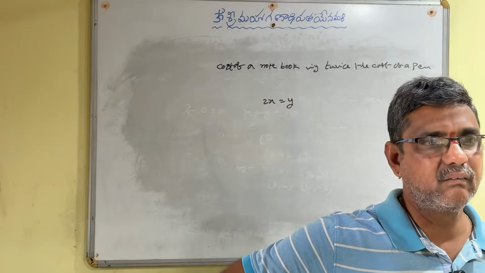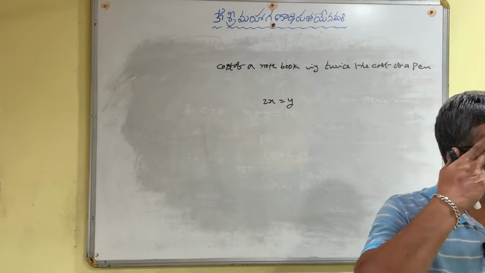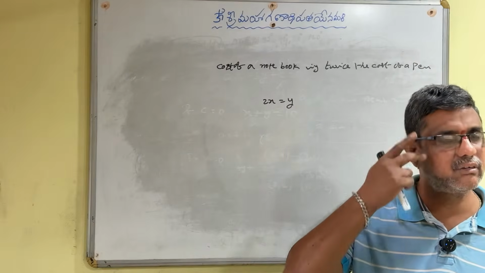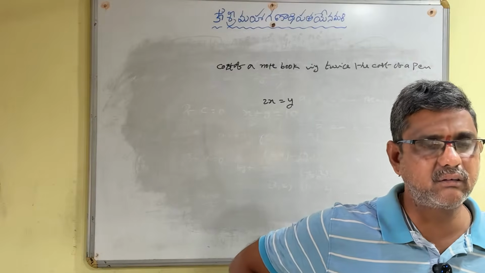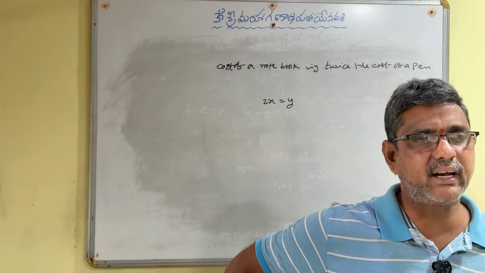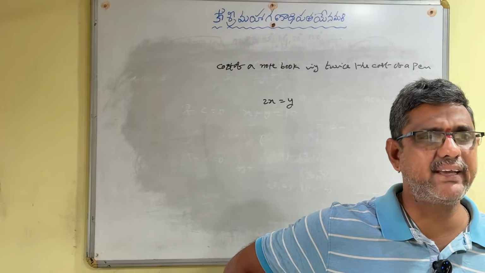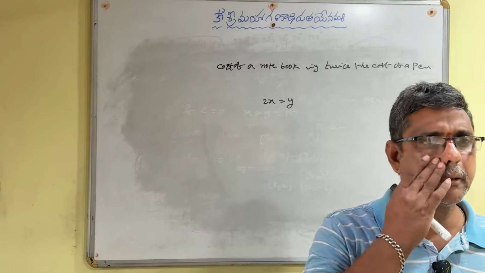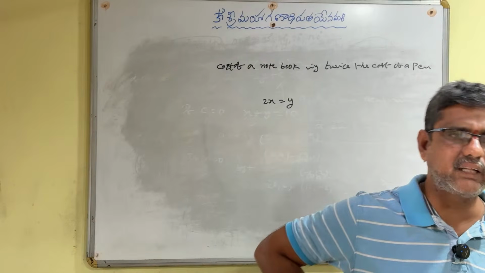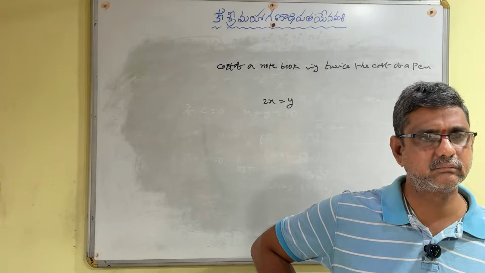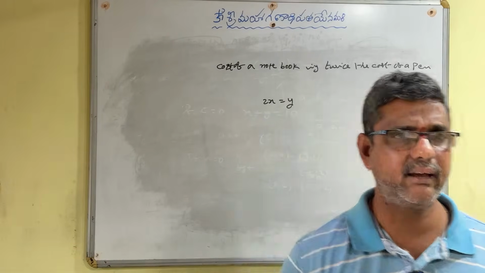X is pen, y is book? No, that is wrong. X is cost of book, y pen, wrong. Even x pen, y book, that is also wrong. So what is the correct statement? Advik says x is cost of book.